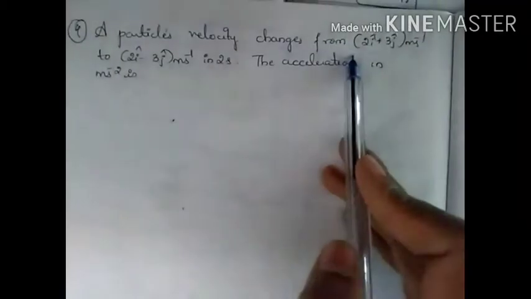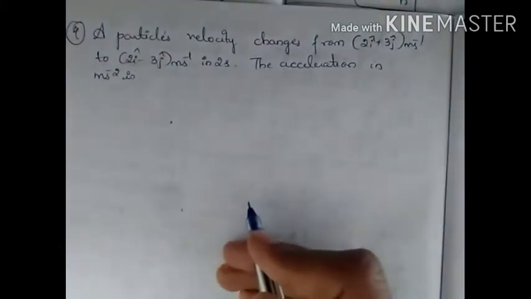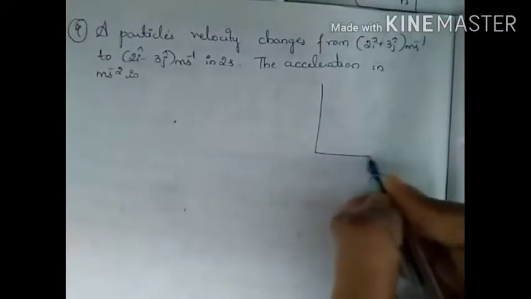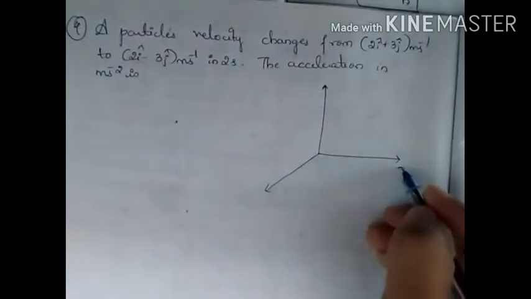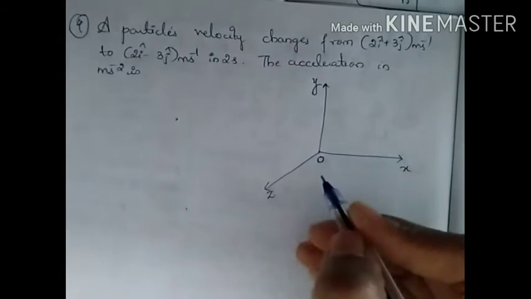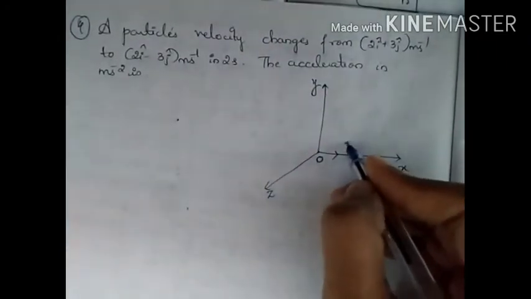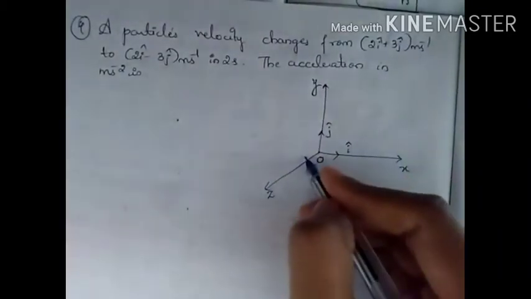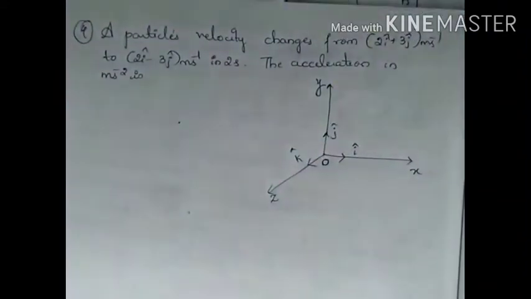So here i cap, j cap denotes the unit vector along the x and y axis. So if you have the coordinates x, y, z and this point is origin. So unit vector along x axis is known as i cap, unit vector along y axis is known as j cap, unit vector along z axis is known as k cap.